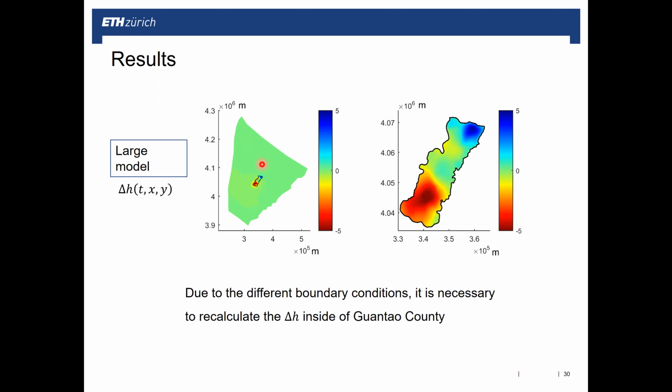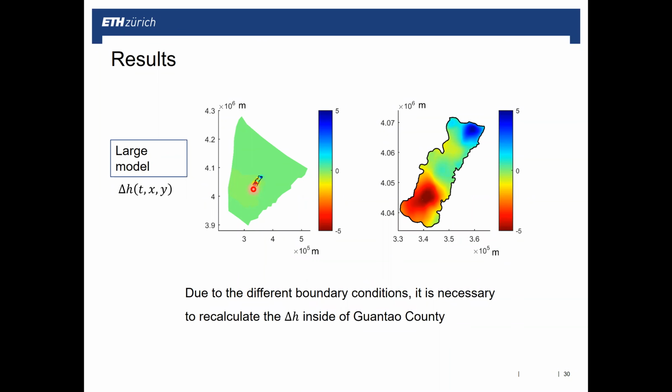And there's another point I should mention. In this large model, the boundary condition is a specified flux boundary condition. But in the Guantao model, we use specified head boundary conditions. Due to these different boundary conditions, the distributions of the head changes are not 100% consistent with each other. So for consistency, we need to update the delta H in the Guantao area.